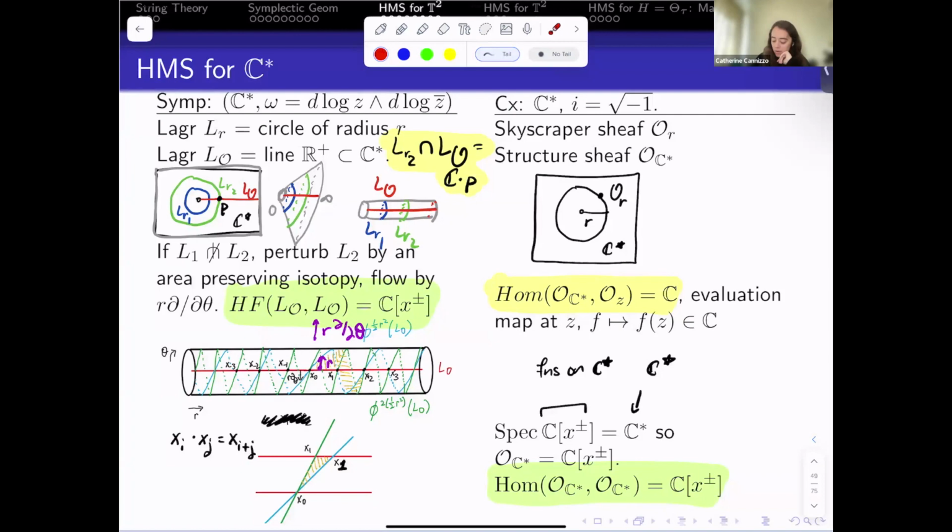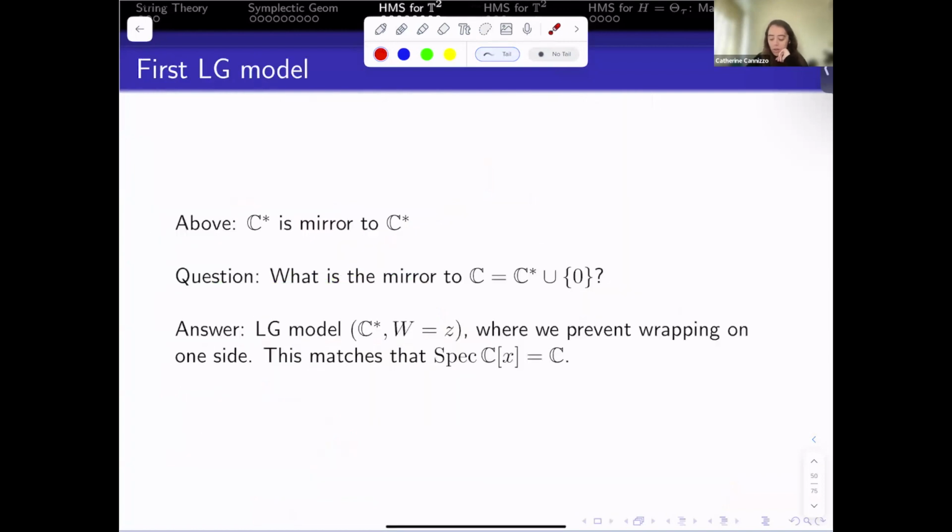What about, so we saw C star is mirrored to C star. What about if we add in 0? So now we want to find the mirror to C. The mirror is now a Landau-Ginzburg model. So the mirror is C star, but we have a superpotential that is now attached to it. And the role of that superpotential is to prevent some of the wrapping.